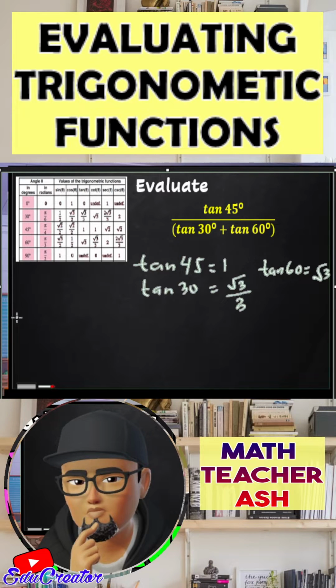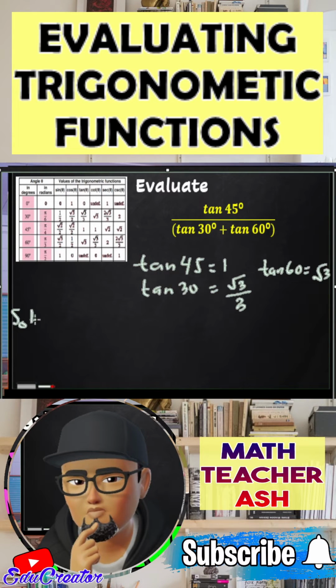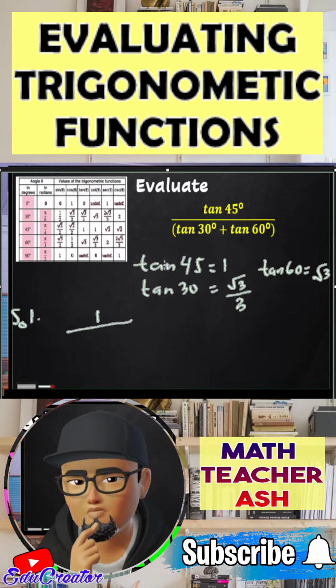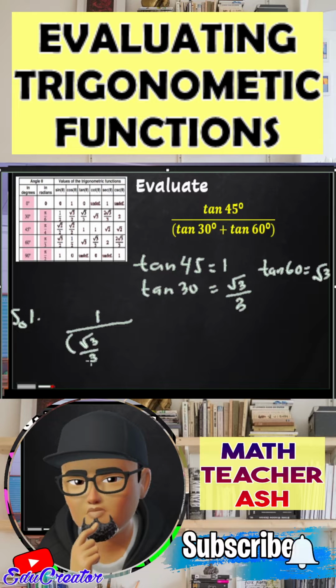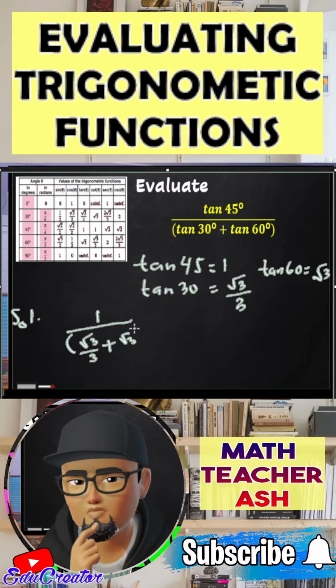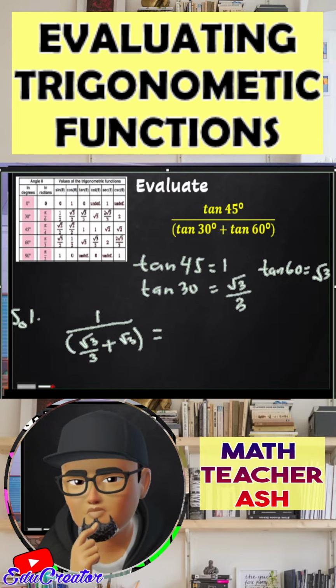So now, for our solution, we just substitute our tan 45 by this value, that is 1. So that will become 1 over our tan 30 degrees, which is square root of 3 over 3, plus, because that is plus, tan 60, which is square root of 3, then we close that one. So how do you simplify this?